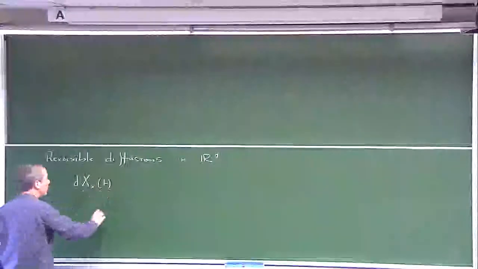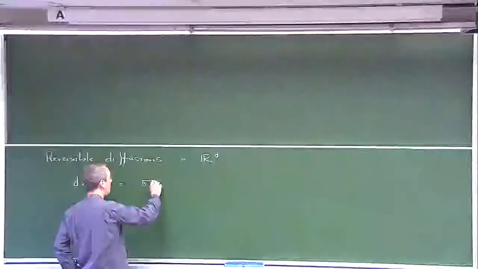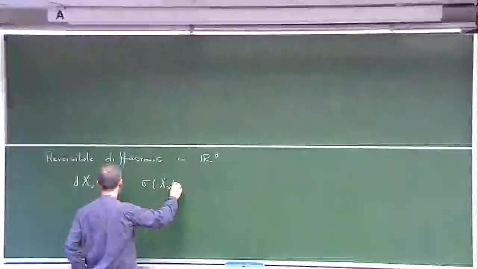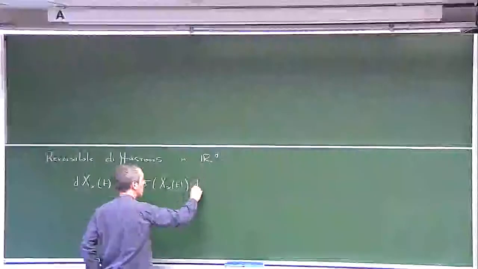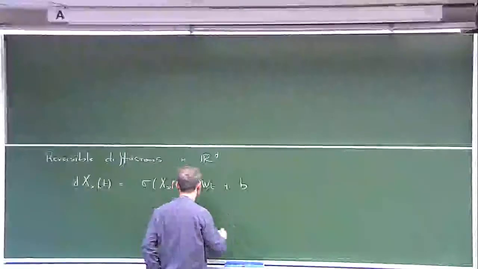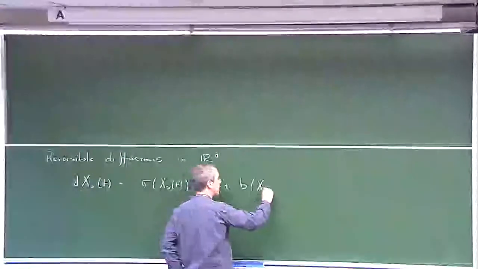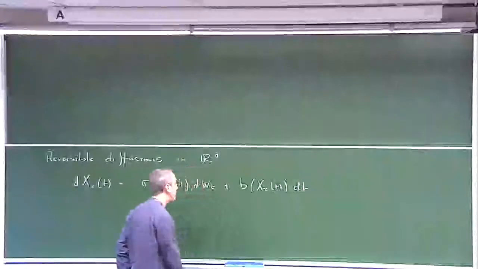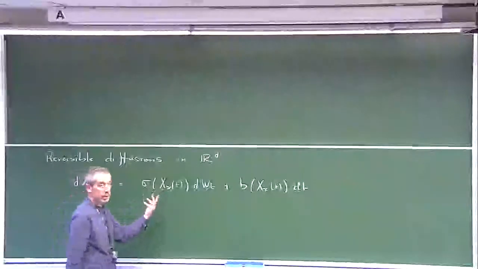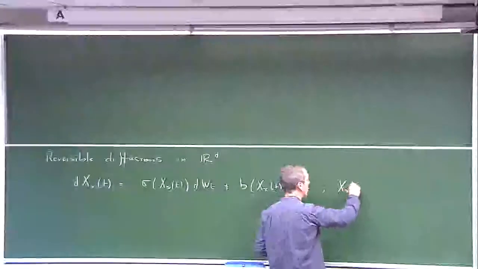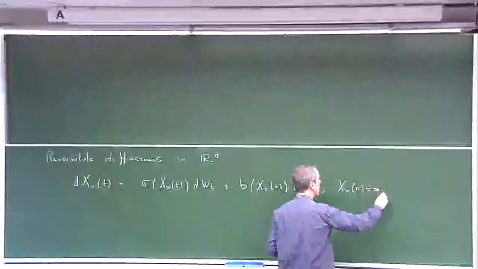So the diffusion satisfies an equation with some noise term, sigma(X_t), and there is a Brownian motion and a drift term, b(X_t) dt. And the small x indicates the fact that the diffusion starts from point x. So X at time 0 is x.